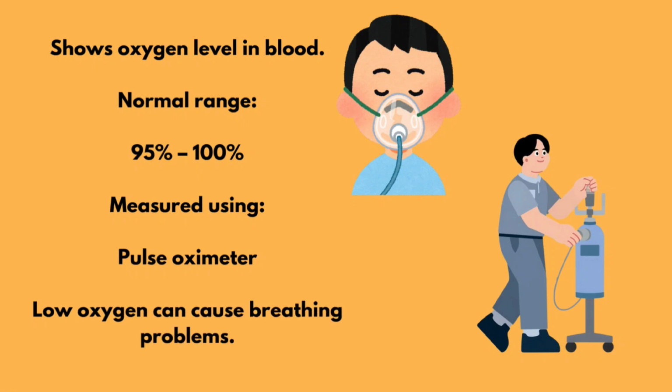Next, what is oxygen saturation? Oxygen saturation shows the oxygen level in blood. What is the normal value of oxygen saturation in an adult? 95% to 100% is the normal value in an adult. It is measured using a pulse oximeter. What is a pulse oximeter? A pulse oximeter is used to check the oxygen level in blood, or oxygen saturation.